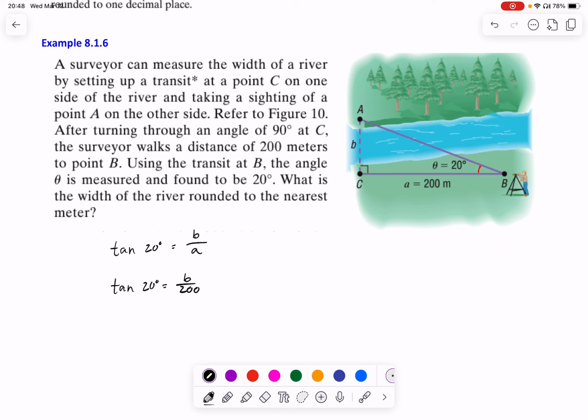And now we can solve this equation for B. We'll multiply both sides of the equation by 200, and we'll get 200 times the tangent of 20 degrees, which we can put in our calculator, and we get approximately 72.79 meters. Since it tells us to round to the nearest meter, we'll call that 73 meters.